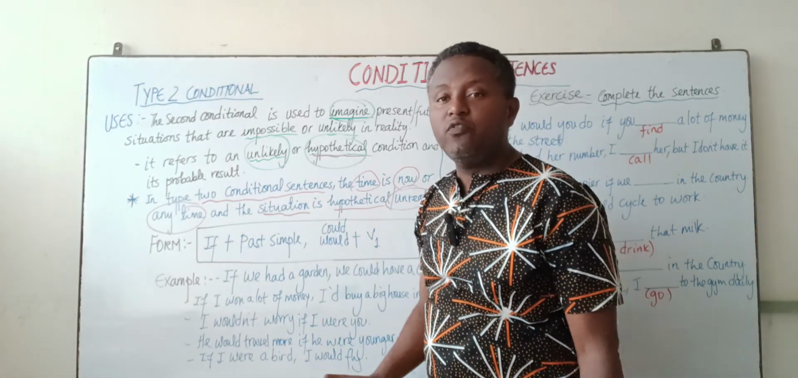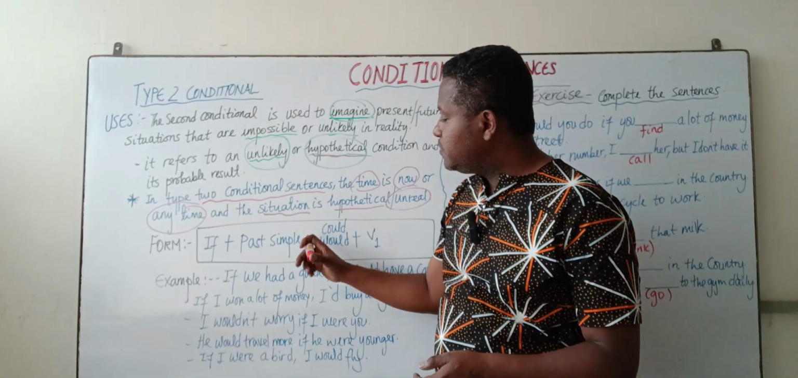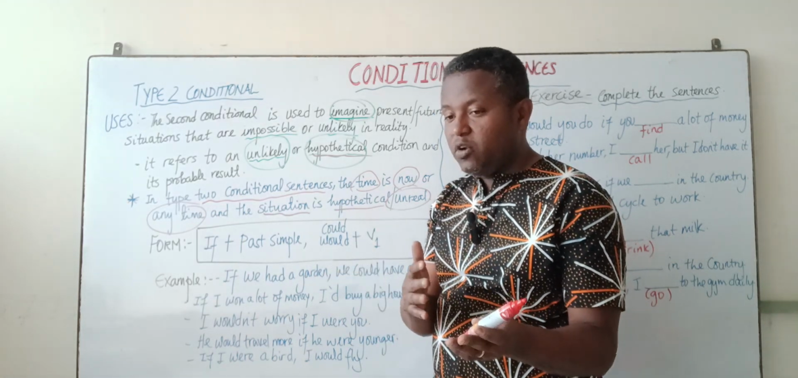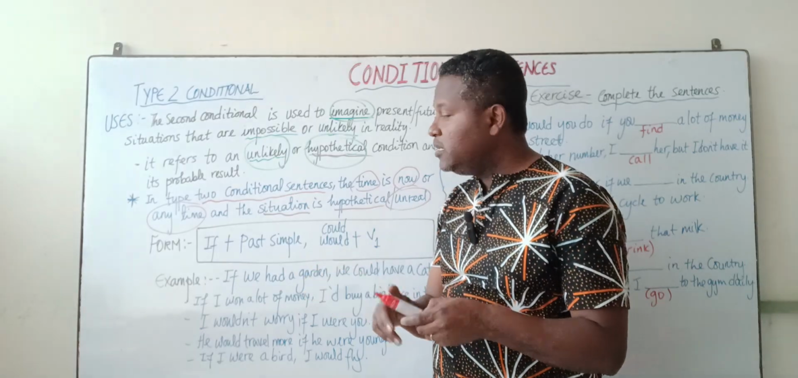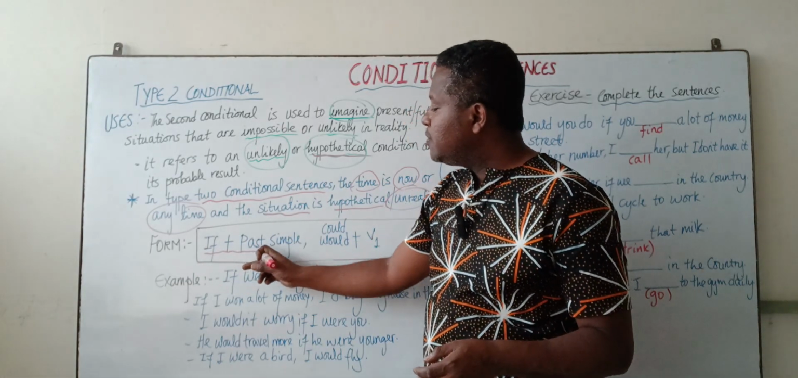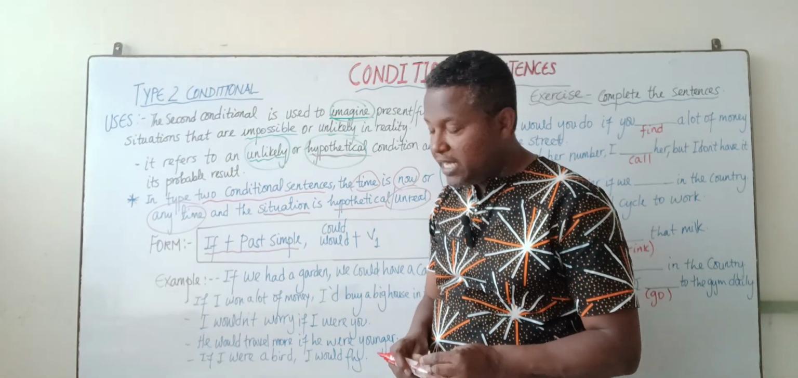So how do we form conditional type 2? There are two parts, as you know, the if clause and the main clause, right? In the if clause, we use if plus past simple tense, okay? If plus past simple tense.